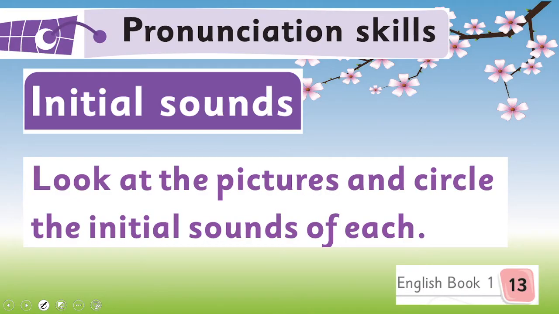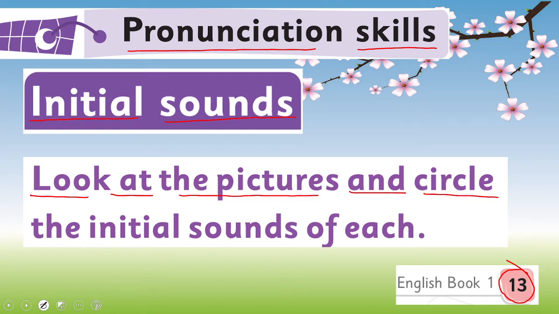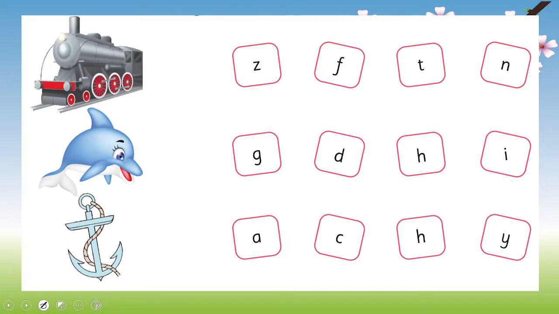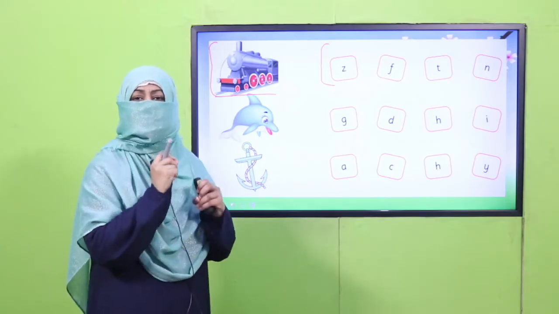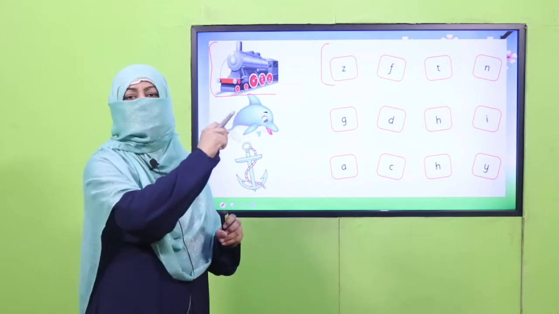Let's see what your book says about it. Open your book on page number 13. Its title is Pronunciation Skills. What does pronunciation skill mean? The way you speak, the way you utter a word, how you pronounce it, and the initial sound means the beginning sound. What we are supposed to do, look at the pictures and circle the initial sounds of each. Pictures are given to you and there is a set of letters. You have to say what object is this, how we say it, what is the initial sound, which letter sounds like that, and then you have to circle that letter.